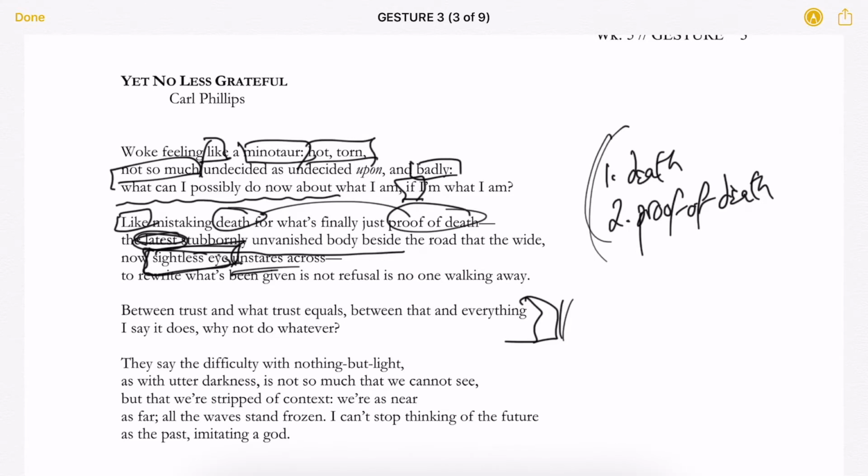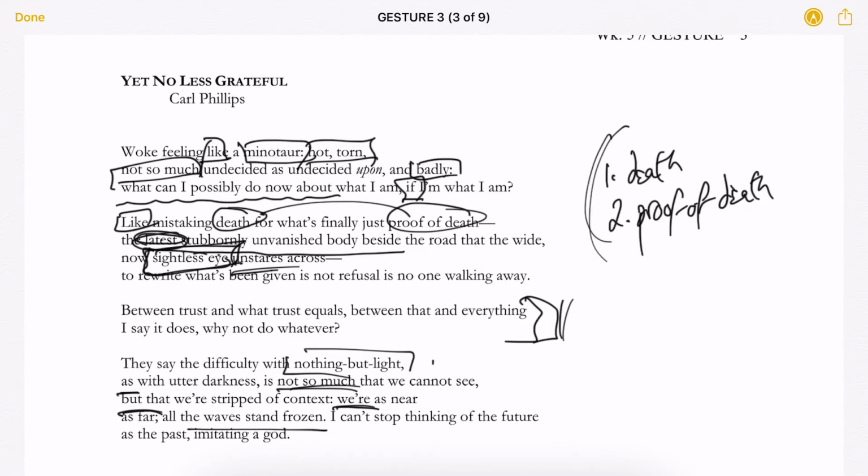And then finally, in the last stanza, they say the difficulty with nothing but light, as with utter darkness, is not so much but that we are the waves stand frozen.